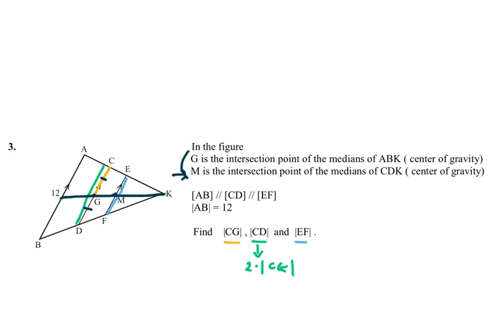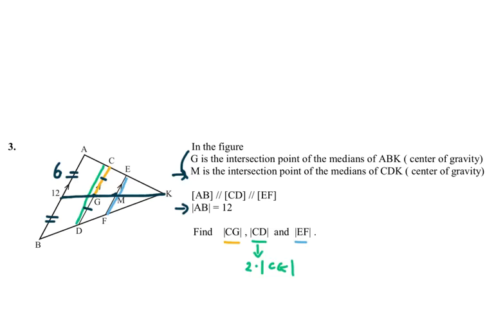But also we should see here, as we continue the median, G is the median of ABK, which means that these 2 lengths here are equal. Now that is useful because we know that the total length is 12, which means that each of these lengths must be 6.